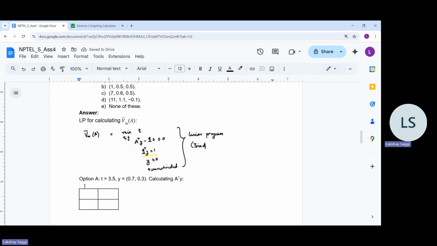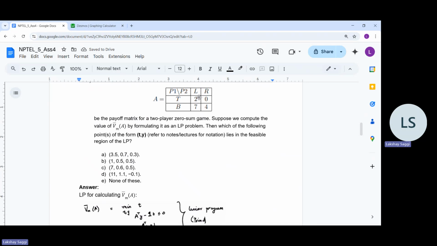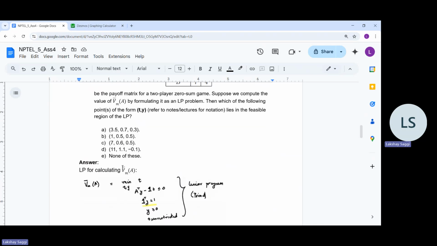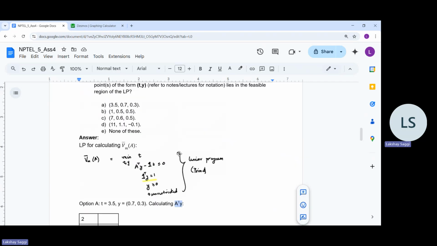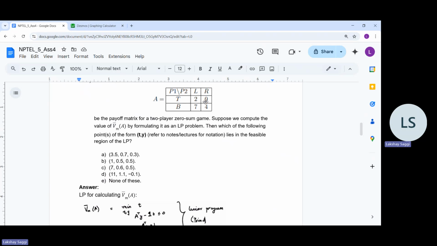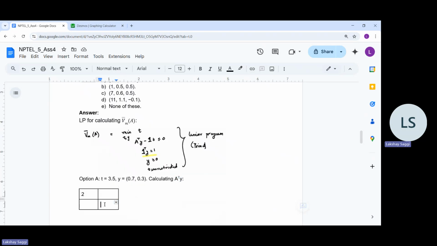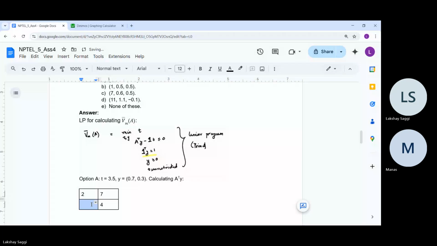So what we really have here is that we are given the matrix A equal to this. The matrix A is essentially 2, 0, 7, 4, right? And so what will be the matrix A transpose? It will just be that 2 and 4 will remain the same, but 0 and 7 will change. So to calculate A transpose y, what we really need is to first find the matrix A transpose, right? So 2, 4, and this entry will become 7 now. So 2, 4, and 7, and a 0.